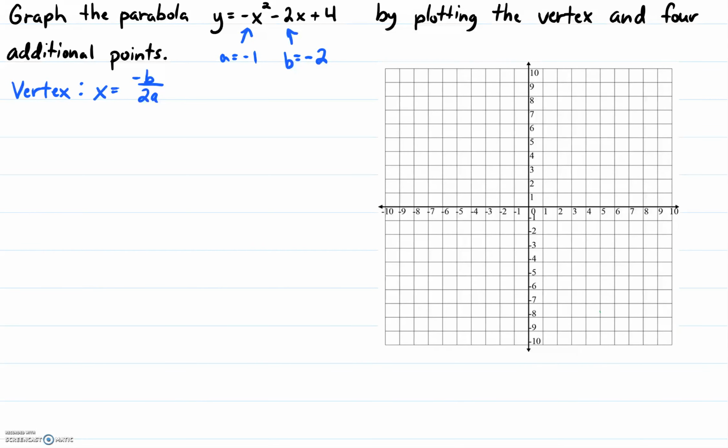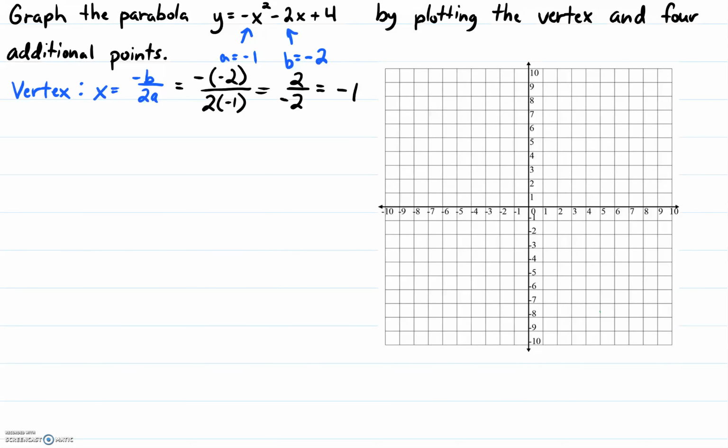So x is going to be equal to negative b over 2a, which for us is going to be negative. So our b is negative 2 over 2 times a, which is negative 1. And then we can simplify on top. Negative and a negative makes a positive. And on bottom, 2 times negative 1 gives us negative 2. 2 over negative 2 gives us negative 1. So the x value of our vertex is negative 1.